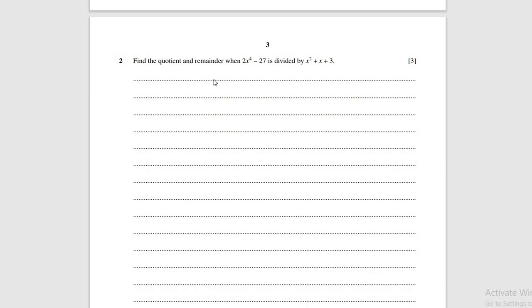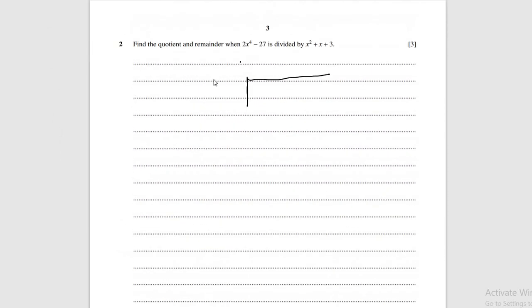So let's divide this by this. So you have to divide 2x raised to the power 4 minus 27 by x squared plus x plus 3. Okay. Let's follow our polynomial rules. Let me check the space. Okay. It's quite reasonable. We want to divide 2x raised to the power 4. Let me write down first.